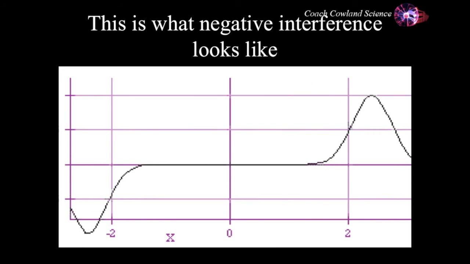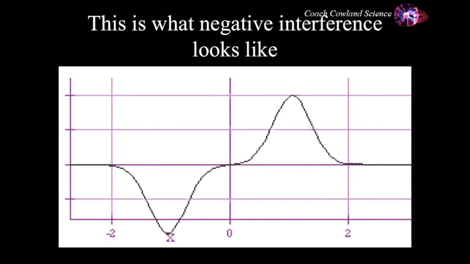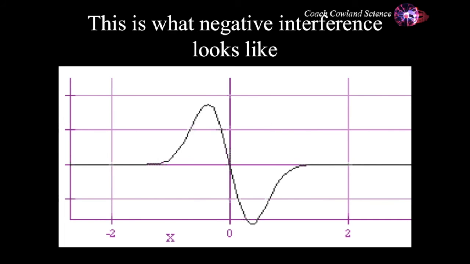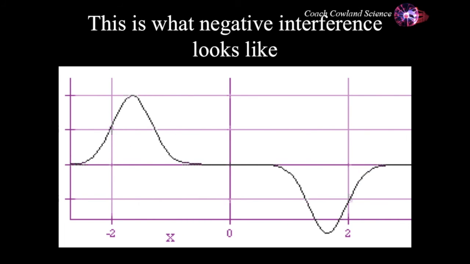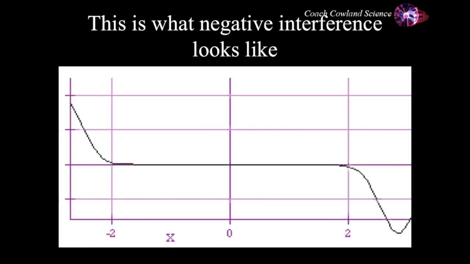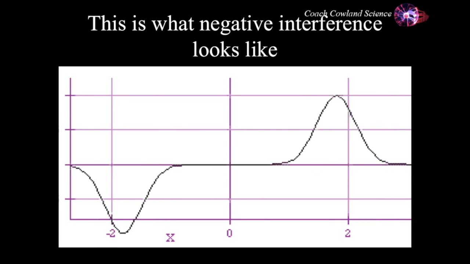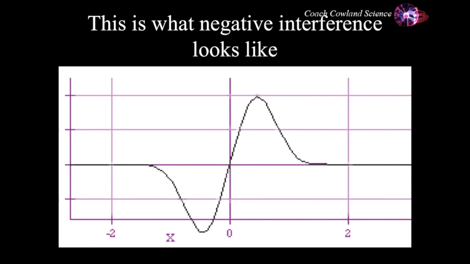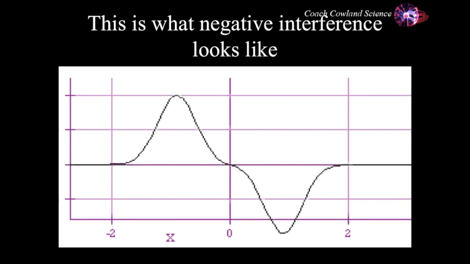So this is what destructive interference looks like, or negative interference. You can see that they cancel and then they keep on going. Come together, cancel, keep on going.